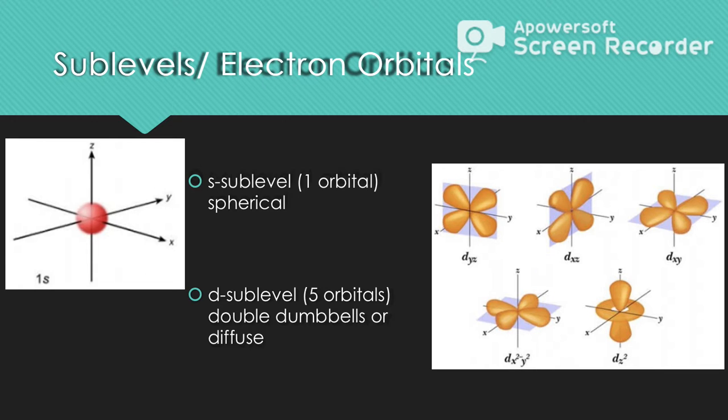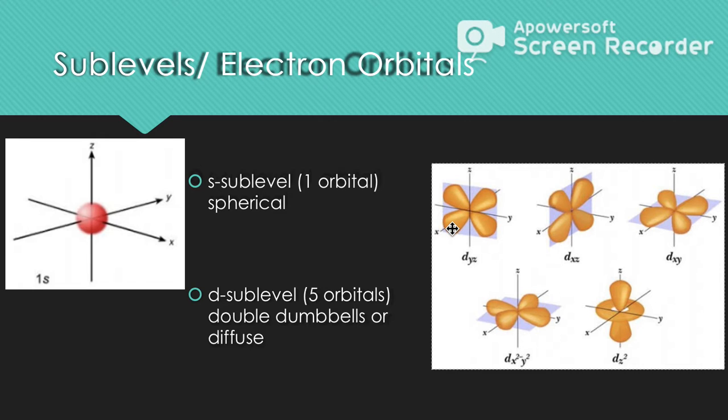We'll go through each type of sublevel and the electron orbitals. We have our s sublevel. There's just one orbital. The s stands for spherical. So the spherical sublevel, it's just pretty much a sphere. And the reason there's only one orbital is no matter which way you turn a sphere, it's going to look the exact same.